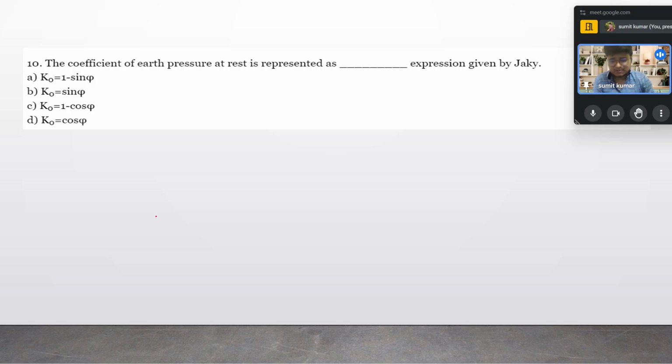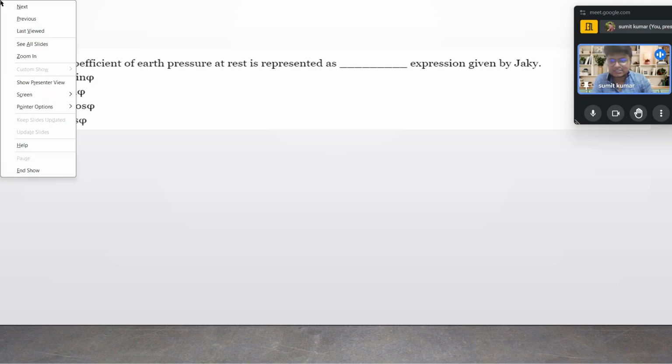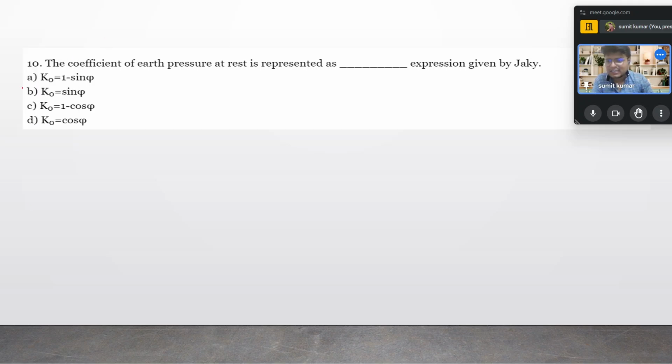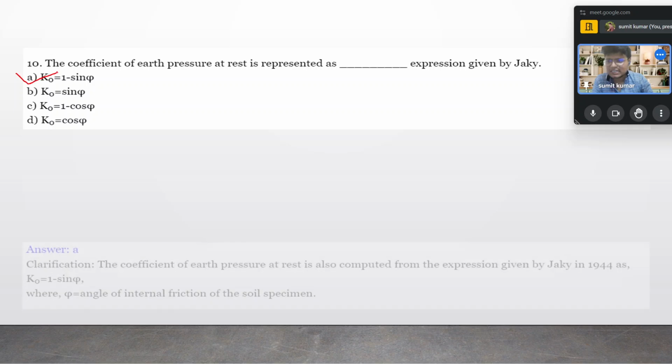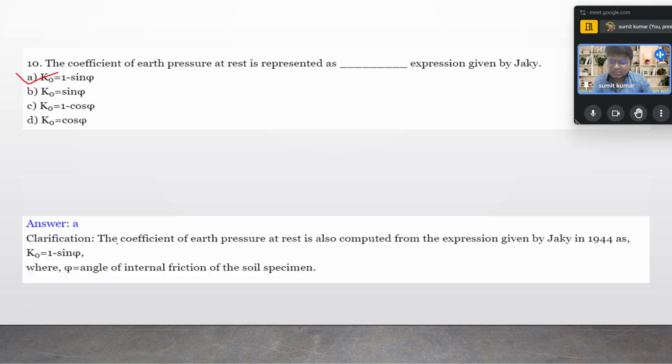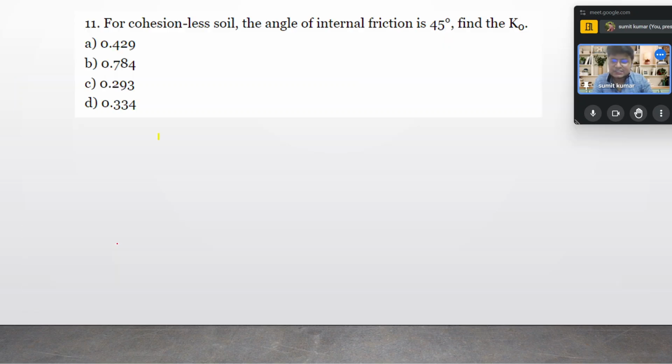Now, talking about the coefficient of earth pressure at rest, how is it represented as an expression by Jaky? I think this question was already asked, and you have answered it as well. That is 1 minus sine phi, and option A states 1 minus sine phi, and the explanation is also mentioned here.